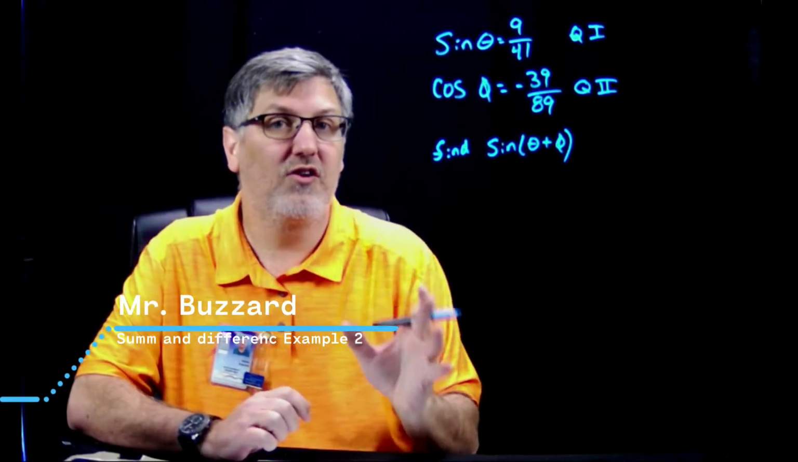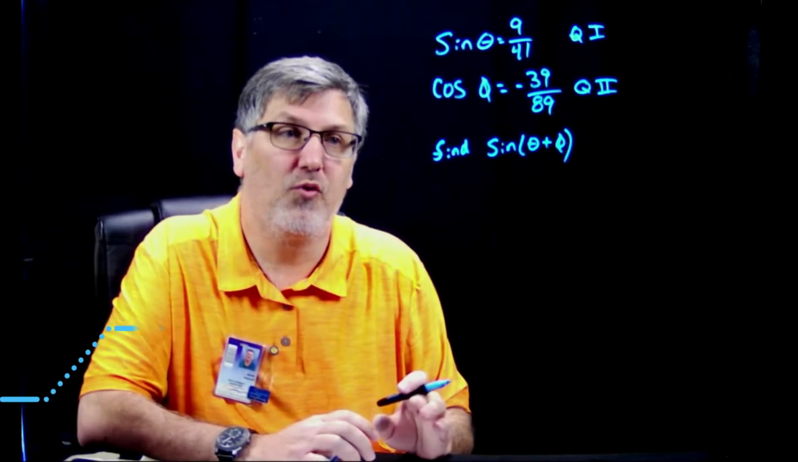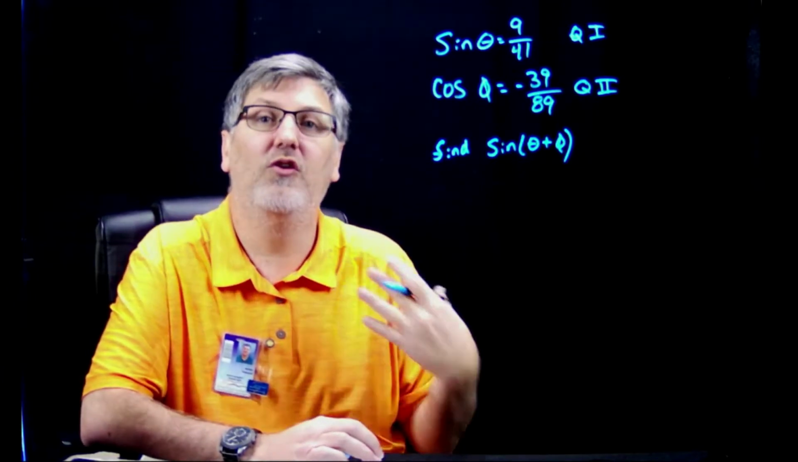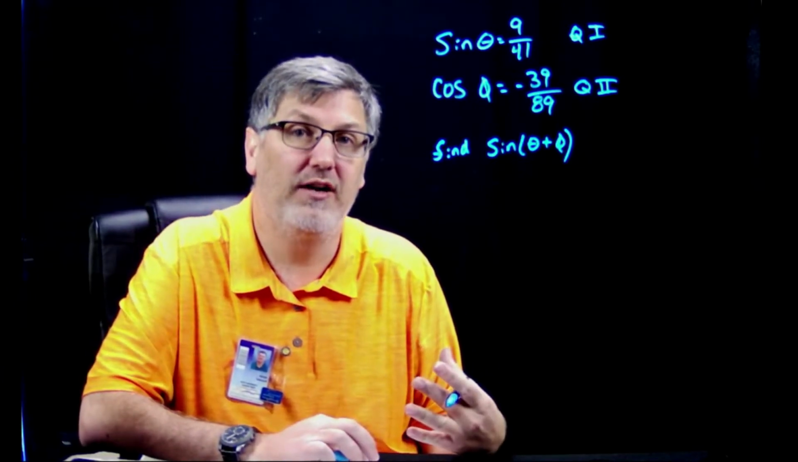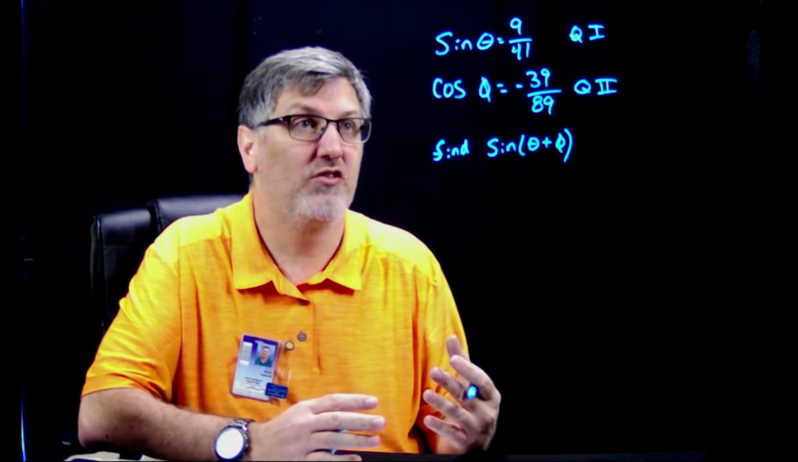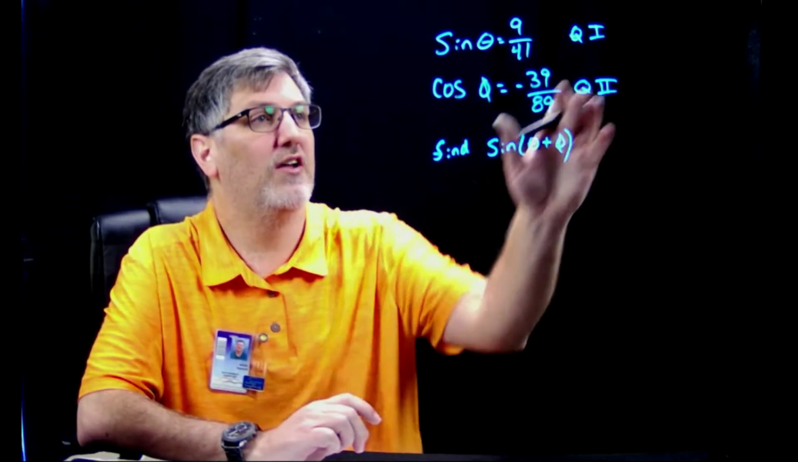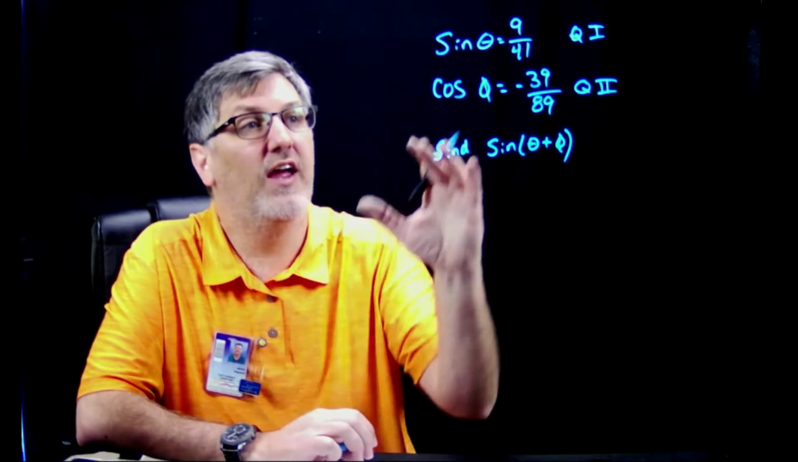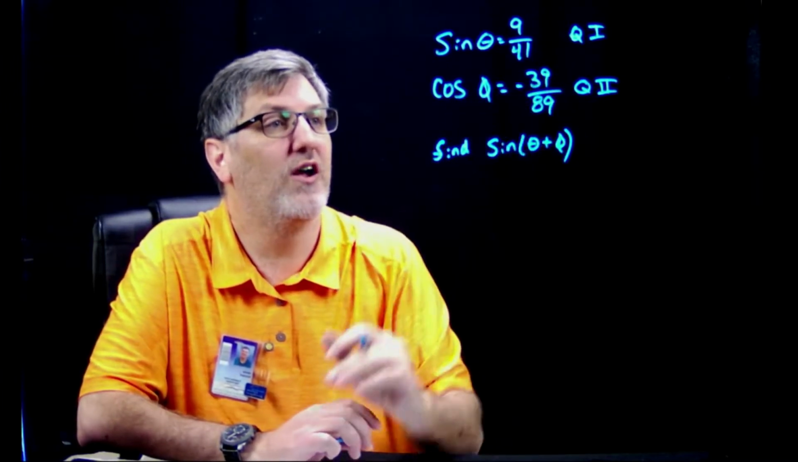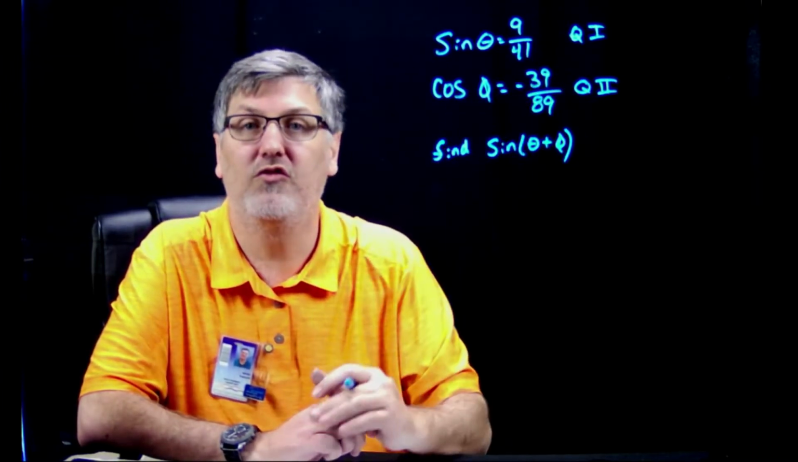All right, so let's look at another way we can use a sum and difference formula. But before I actually solve this, I'm going to show you another way that I can write this and ask the exact same question. Here I'll tell you sine of theta equals 9 over 41, and it's in quadrant 1. And I say, hey, cosine of phi is negative 39 over 89, and that is in quadrant 2.